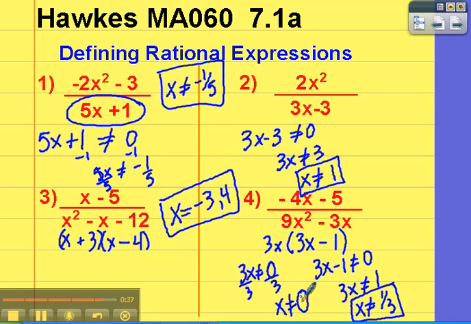If you're questioning whether it's right or not, you can always plug it back in. If I plug 0 in, that's going to be 0 minus 0, which ends up being 0. Or if I put in my 1/3, I can check that also. But in the end, you just don't want the denominator to be 0. Don't care about the numerator. Make sure the denominator does not equal 0. Good luck.